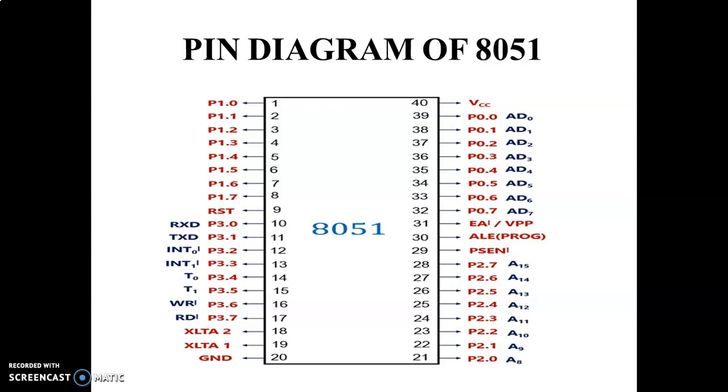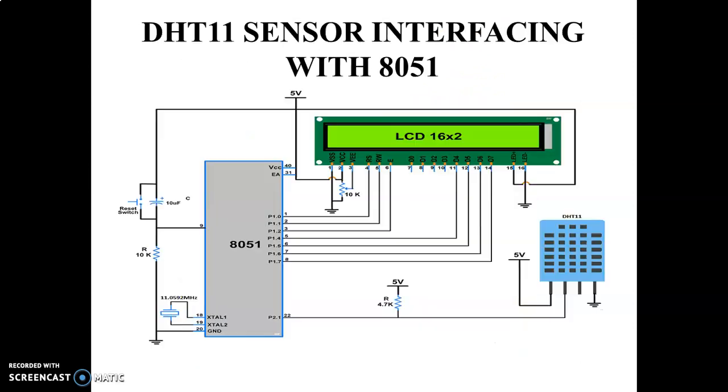And pin 31 is EA, which stands for external access input, and it is used to enable or disable the external memory interfacing. And pins 32 to 39 are known as port 0. It also serves as an IO port, and lower order address and data bus signals are multiplexed using these pins. And pin 40 is used to provide the power supply to the circuit. So this is the pin diagram explanation of 8051.